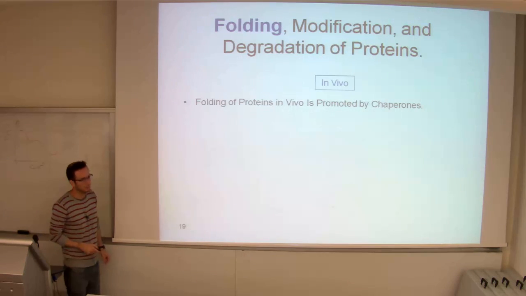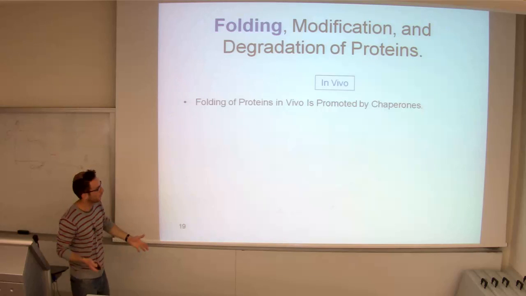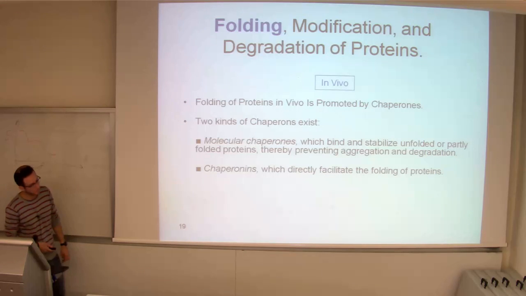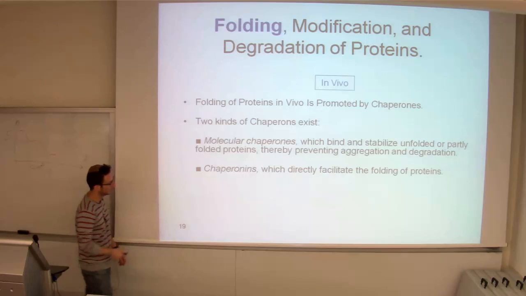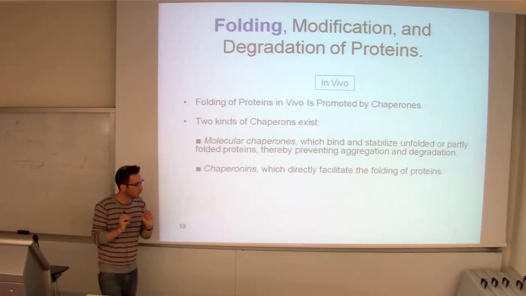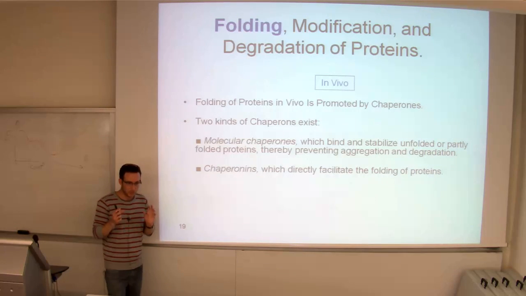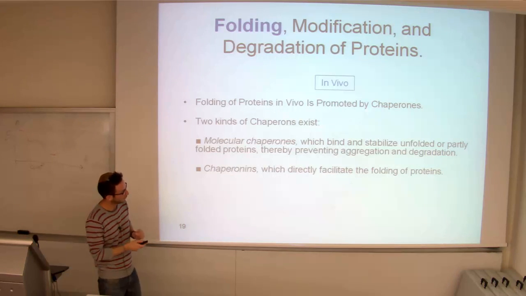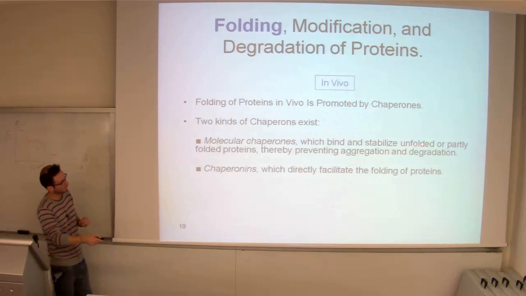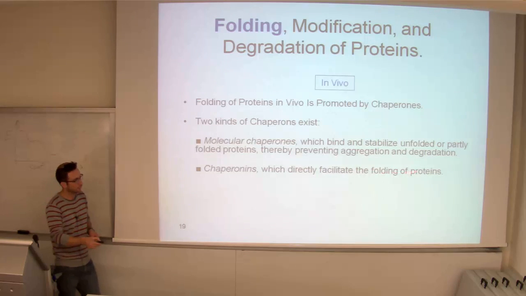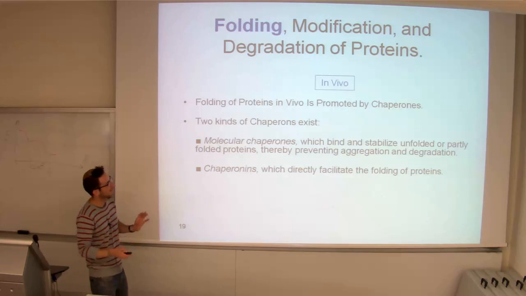Folding of proteins is promoted by chaperones. It's the name of a protein family. And there are two kinds of chaperones in the cell. The first, molecular chaperones, and the second, chaperonins. The first kind are small proteins that bind and stabilize and mainly do not allow the protein to undergo improper folding, thereby preventing aggregation and degradation. And chaperonins, which are bigger molecules, directly facilitate the folding of proteins. What do we mean by directly facilitate? Let's see it in the next slide.